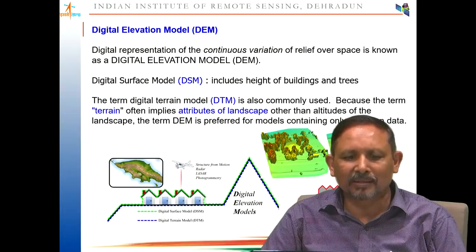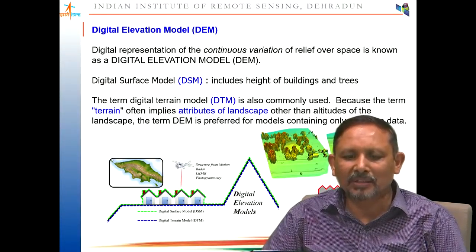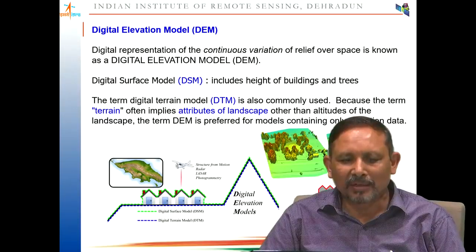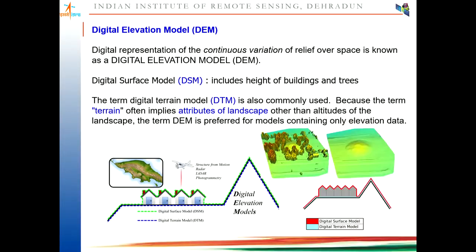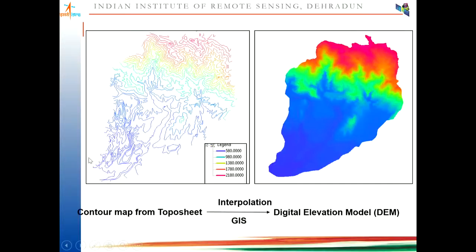Digital terrain model, where terrain often implies the attributes of the landscape. So any features on the landscape are included in the digital terrain model. It includes elevation plus the land surface attributes present on the earth surface. How this DEM can be utilized for deriving the terrain attributes will be discussed.